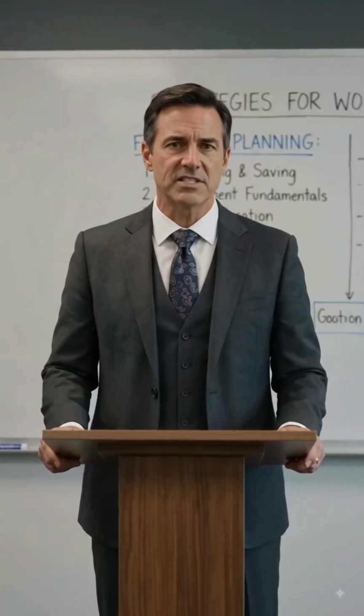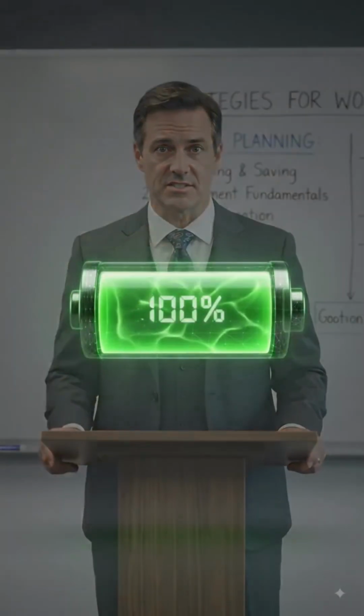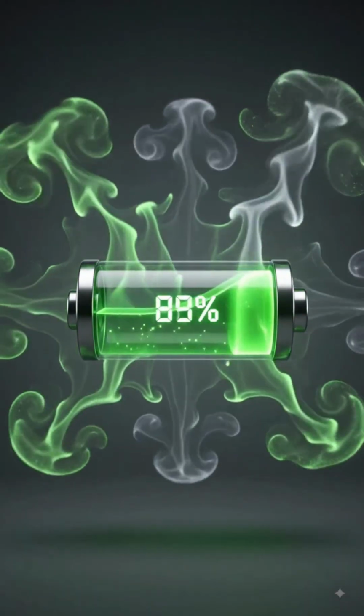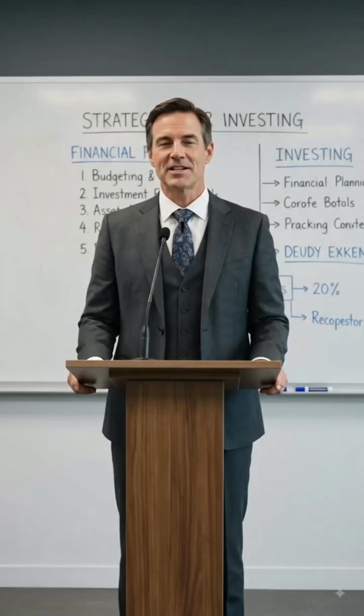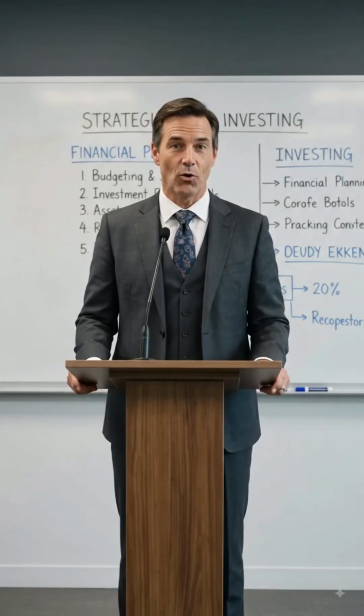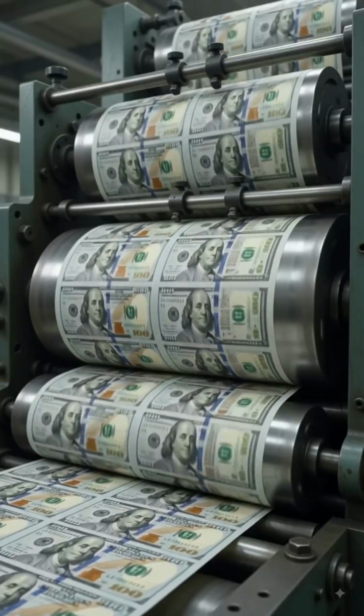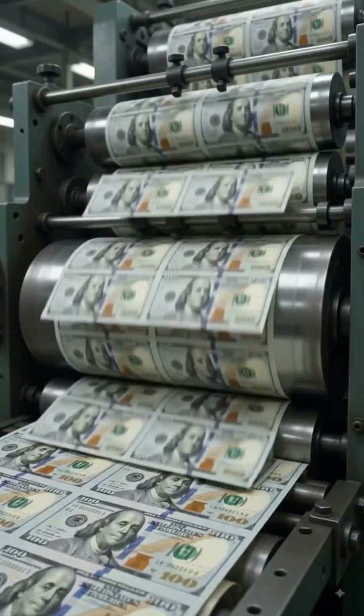But here is the devastating flaw in the modern fiat system. This battery leaks. Your stored life energy is constantly draining away. Because fiat currency isn't tied to gold, central banks can create an infinite amount of it with the literal push of a button.